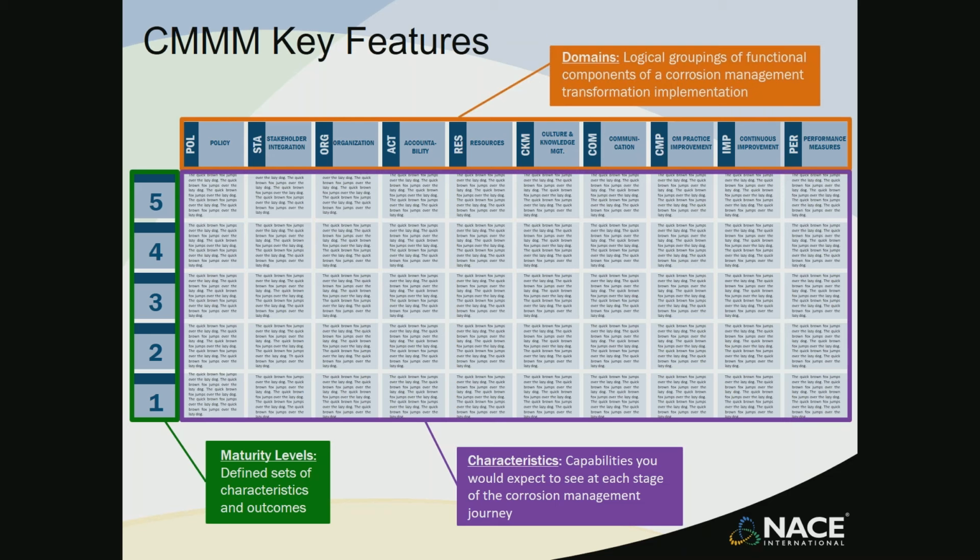Now, through the assessments that we've done over the past few months to get data that you can compare yourself to, there are very few organizations that are reaching a level 5 of maturity, and we'll talk a bit more about that in a minute. And then within each one of those maturity levels, there are capabilities that you would expect to see at each stage of the corrosion management journey in each one of those business process areas.